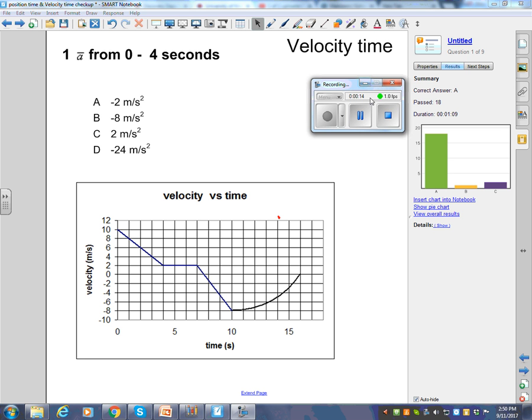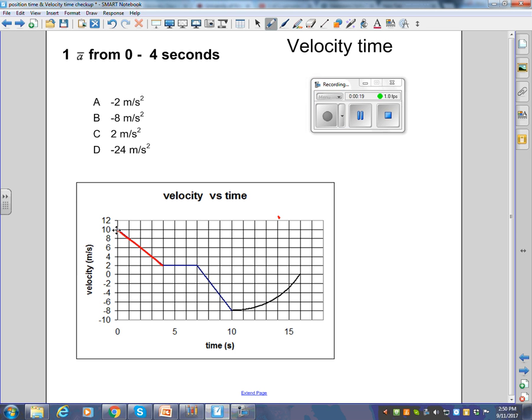So from 0 to 4, we're talking about that stretch of graph right there. We're talking about average acceleration on a VT graph, so we're talking slope. And the slope is rise over run, so how much does it go down? It goes down 2, 4, 6, 8, down 8, and over. 0 to 4 is obviously 4, so that's going to be minus 2, A. Right? You're finding slope. If you're still having trouble finding the slope, come and see me or ask for help at another time, and we'll get that solved for you.